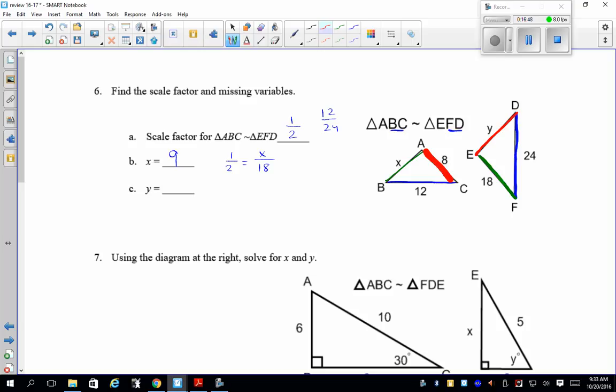Okay, and then for y, I'm going to use the red sides, and again, you could cross multiply and set this up. 1/2 equals 8 over y, or you could just kind of reason through this. If the smaller triangle is half of the bigger triangle, well, 8 is half of what? 8 is half of 16, so y is 16.